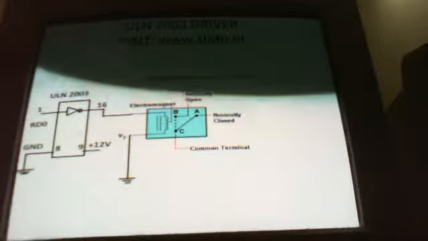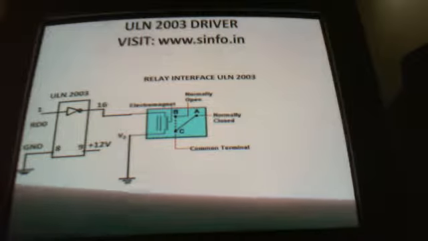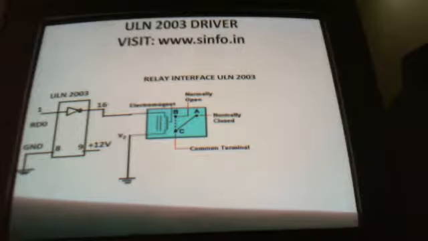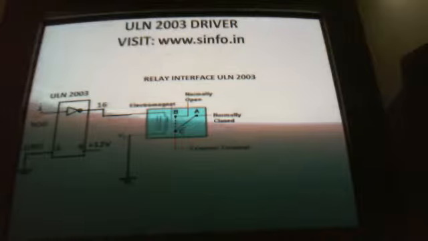So I can use the ULN2003 for many applications in embedded systems. We use it to drive relays, LED displays, or to open solenoid valves. Even when using 4 relays, you can drive a DC bus also. That also you can do.